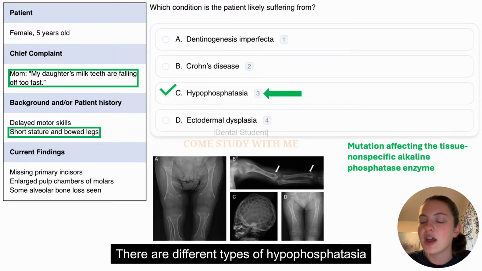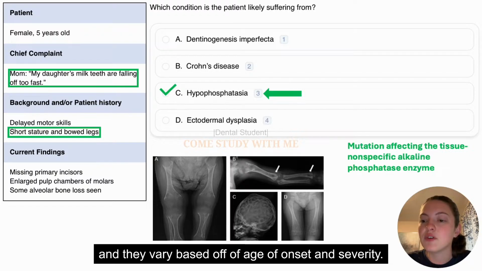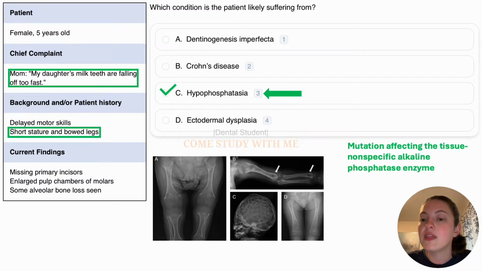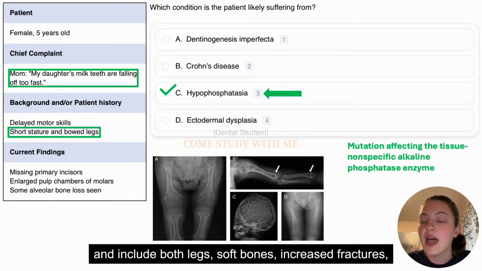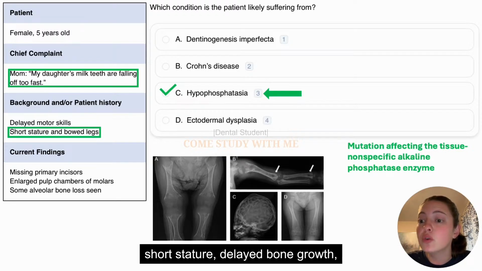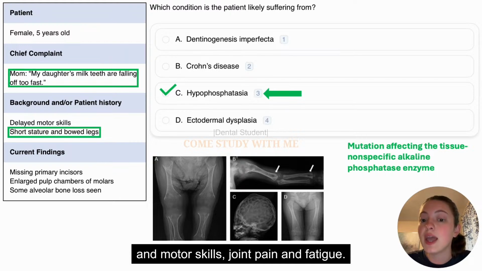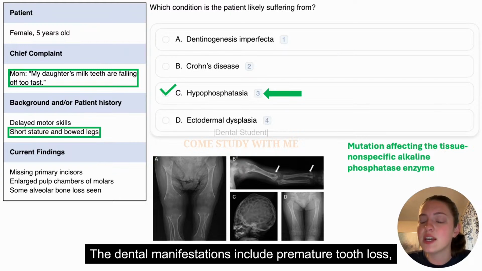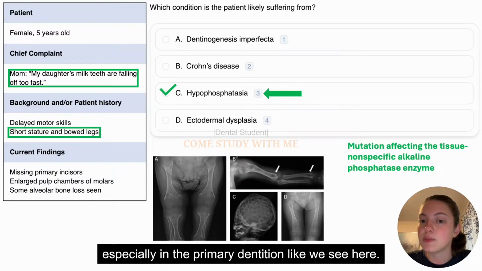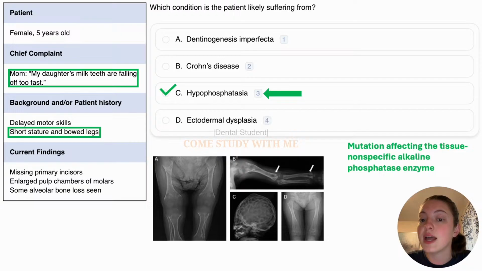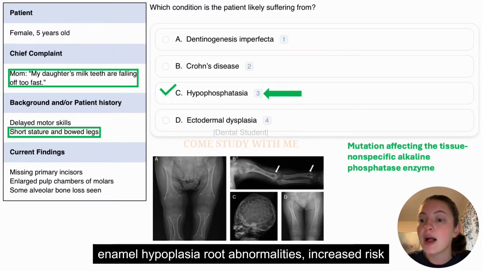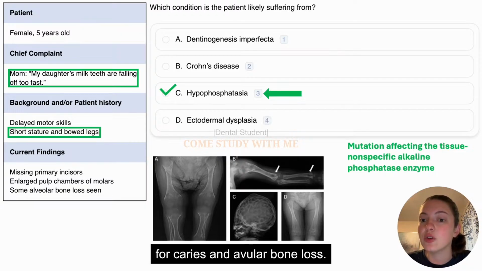There are different types of hypophosphatasia, and they vary based off of age of onset and severity. The symptoms seen in this condition are based off of the elevated levels of inorganic pyrophosphate in the body and include bowed legs, soft bones, increased fractures, short stature, delayed bone growth and motor skills, joint pain, and fatigue. The dental manifestations include premature tooth loss, especially in the primary dentition like we see here, delayed tooth eruption, enlarged pulp chambers, enamel hypoplasia, root abnormalities, increased risk for caries, and alveolar bone loss.